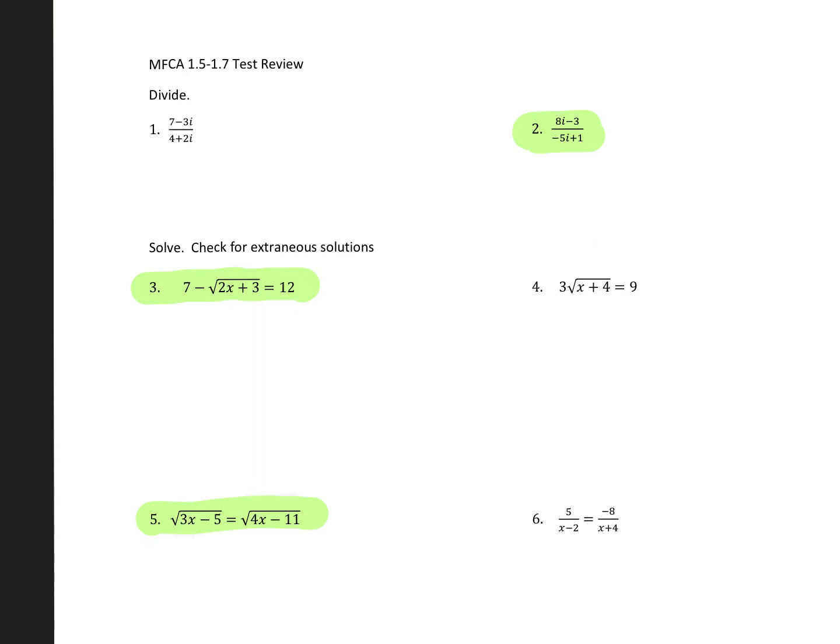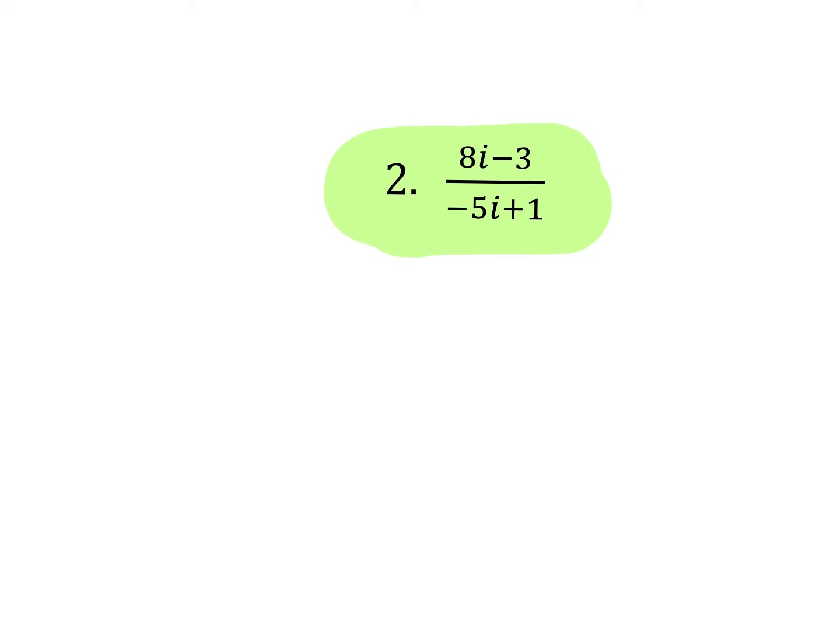If you have a problem like this where you're dividing, okay? A lot of you guys got points off on this problem on the quiz because you didn't put it in standard form first and then your signs are messed up. If you have a question like this, you need to rewrite it as -3 plus 8i over 1 minus 5i. The real part of the number comes first, the imaginary part comes second.